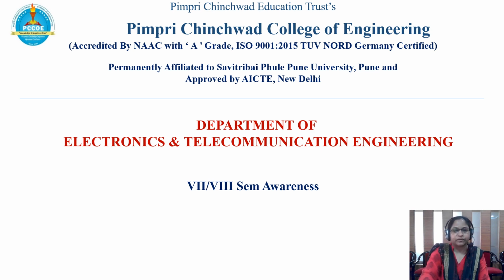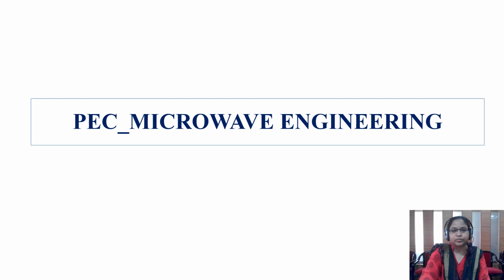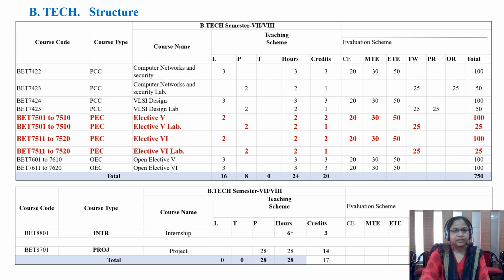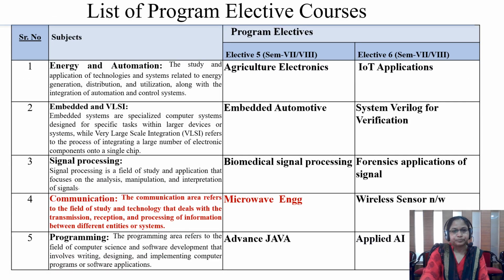As you are very much aware, microwave engineering is a program elective course which falls under the subject area communication. If you see the marking scheme, you will have program elective 5, the course microwave engineering, associated with its lab. Elective 5 theory will have a 100 marks evaluation scheme, and its lab will have a 25 marks evaluation scheme.